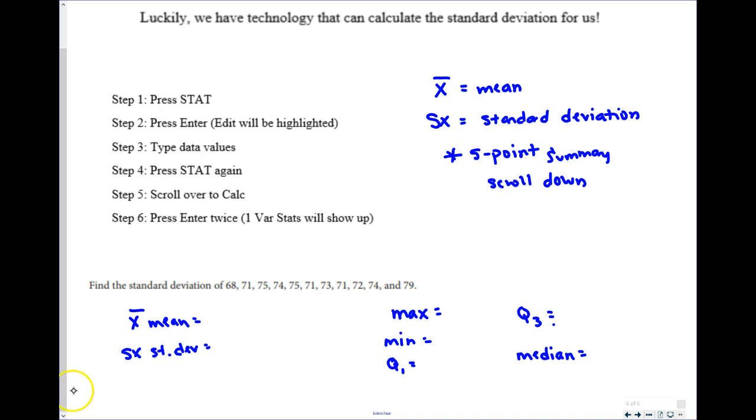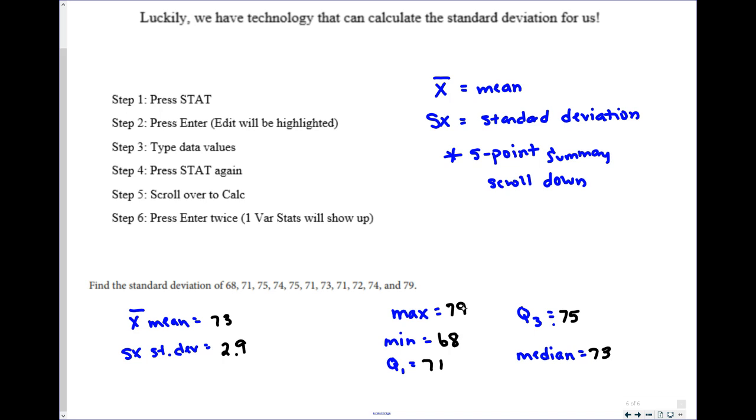I'm here. Okay, these are the values you should have gotten. You should have gotten your mean of 73 and a standard deviation of 2.9. And then here's your 5-point summary. Max 79, min 68, Q1 71, Q3 75, and your median was 73. If you did not get these, you probably put something in your list wrong. Please come check and I can find your mistake.